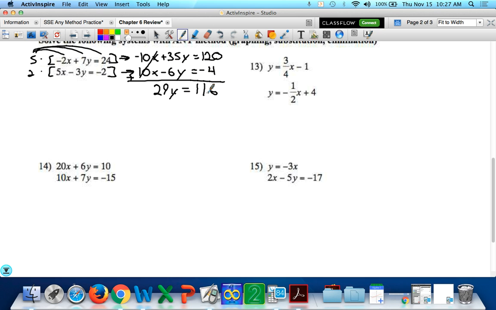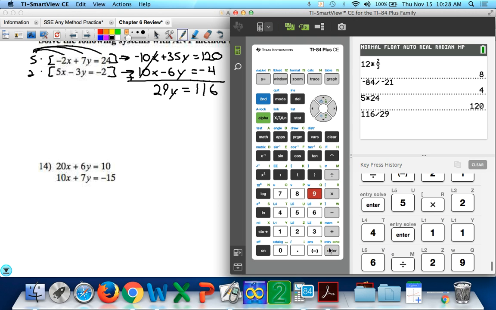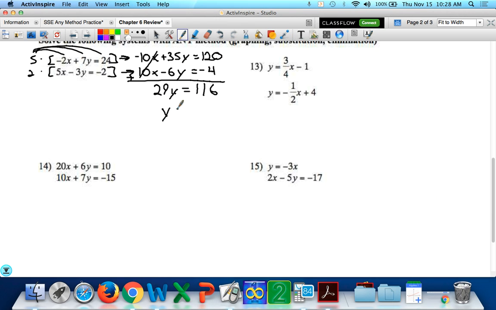116. And now again, saying a little prayer, hoping that these go into each other evenly. 116 divided by 29. Whew, good. Worked out nicely. It's a nice even 4.